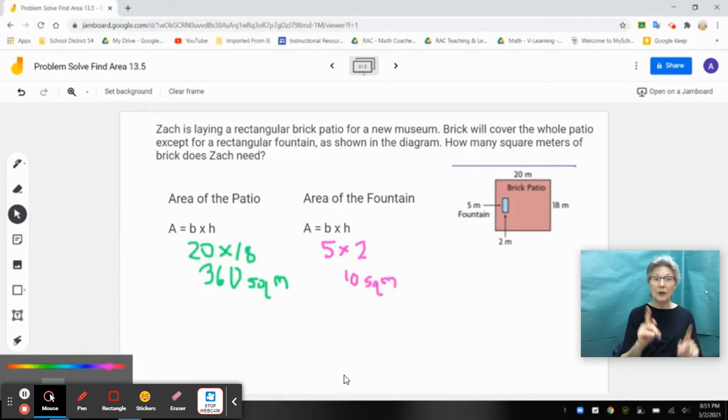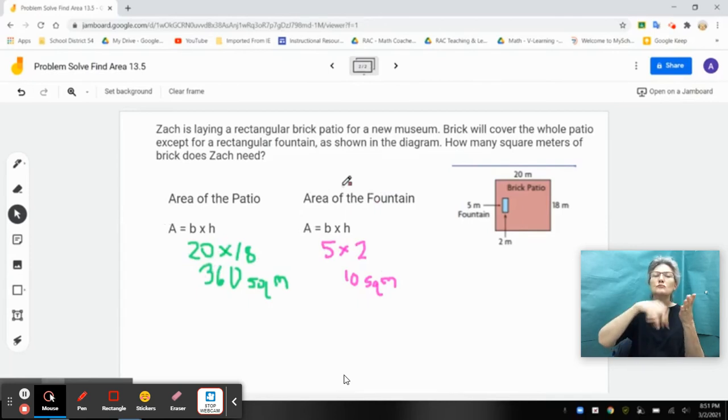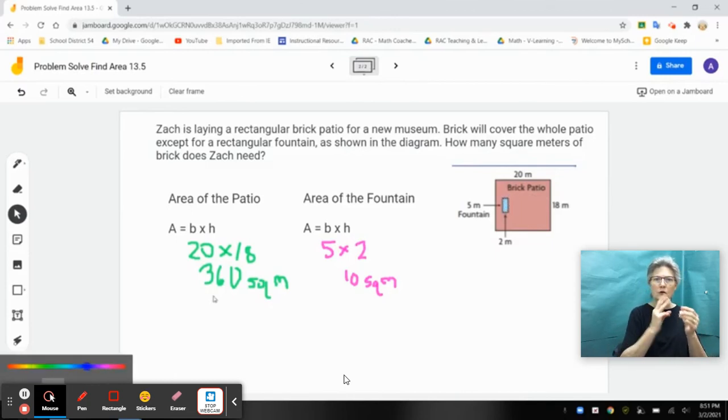All right, we're on to our last step. Do you remember what our last step was? Our last step was to take the area of the patio and the area of the fountain and subtract them. So then we could figure out how many bricks he has to cover the space. Because remember, we don't need to cover the space where the fountain is with any bricks.